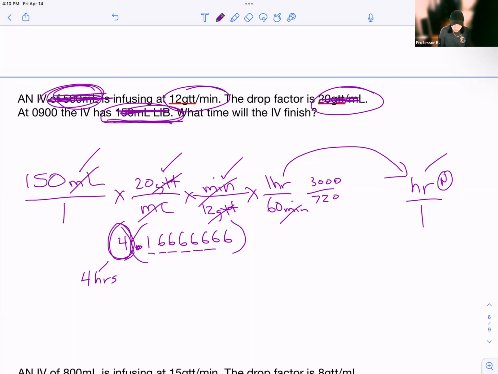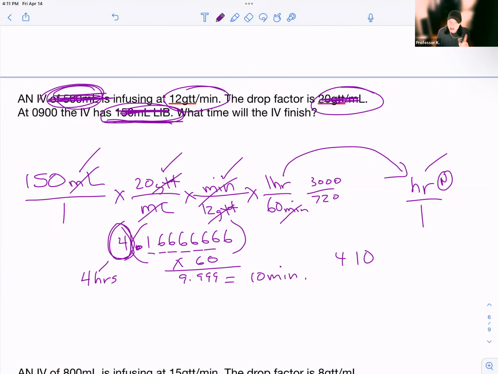So I'm going to multiply 0.1666666 times 60. And when I do that, it will give me 9.999. And when I round that for minutes, 9.9 minutes is 10 minutes. So it's going to take this bag, 150 milliliters, 4 hours and 10 minutes to run into my patient.